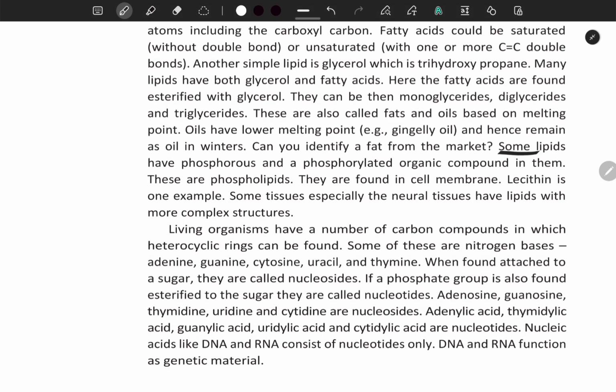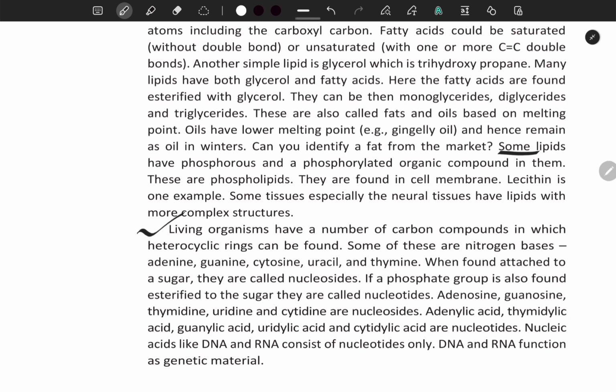Some lipids have phosphorus and phosphorylated organic compounds in them. These are phospholipids. They are found in the cell membrane. Lecithin is one example. Some tissues, especially the neural tissues, have lipids with more complex structures.